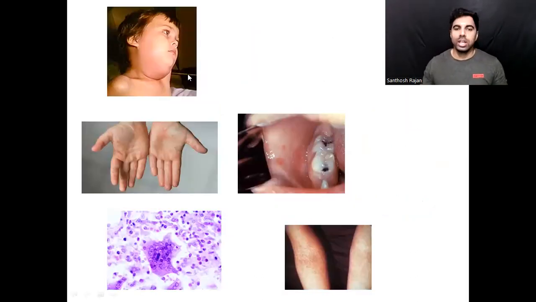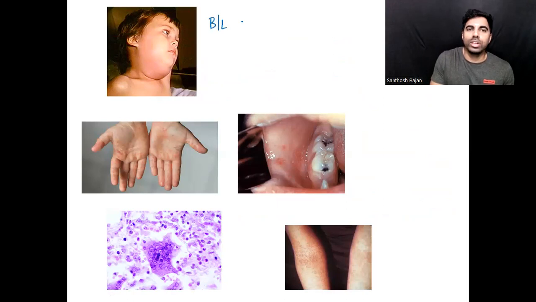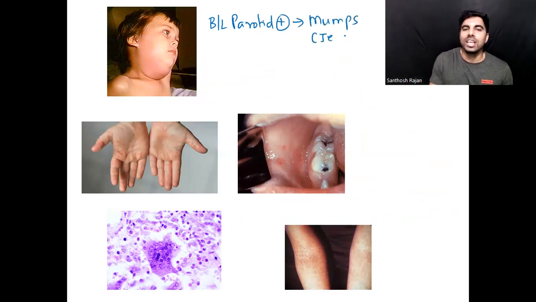Now the next question is, now look at this baby. By seeing this baby only, I'm sure you will know the answer. This is what? This is parotid swelling. So bilateral parotid swelling, you know, parotid swelling means that is your mumps. I told you always, what mumps means. Also what he has, unilateral orchitis, okay, means testis swelling, unilateral one-side testis swelling, also common. So this is very characteristic of mumps disease, okay, mumps.